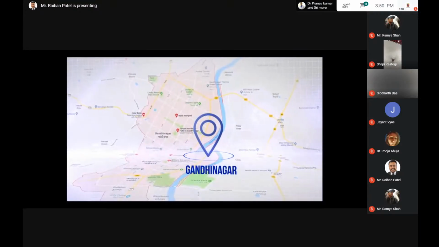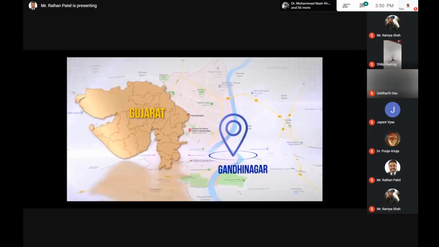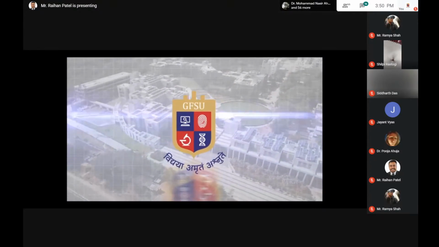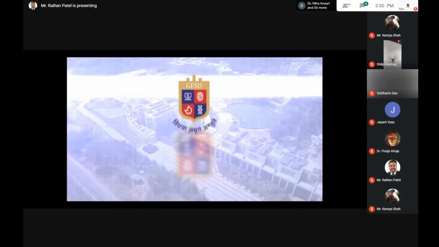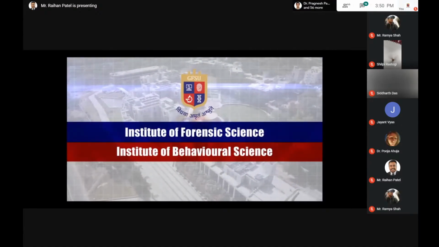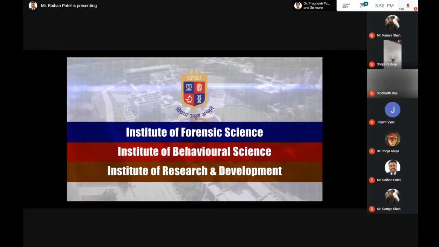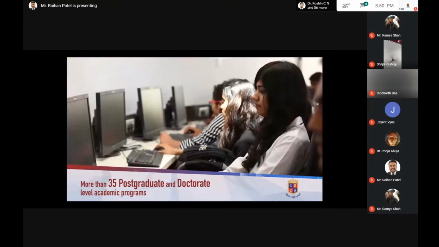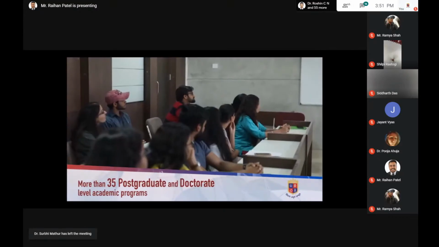Located at Gandhinagar, the capital city of the state of vibrant Gujarat, it has established 3 major academic institutes, namely Institute of Forensic Science, Institute of Behavioral Science, and Institute of Research and Development. Collectively, the university offers more than 35 postgraduate and doctorate level academic programs.